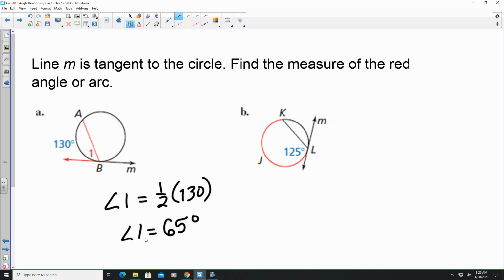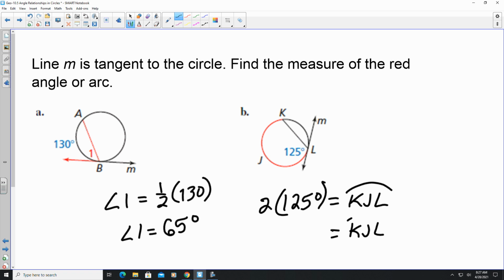Here we have an angle that is 125 degrees. We are looking for the arc measure of JKL. In order to figure that out, we're just going to multiply 125 by 2. So that means that arc JKL is going to be 250 degrees.